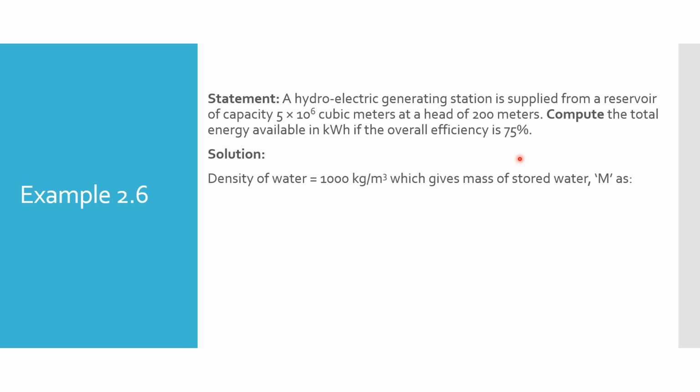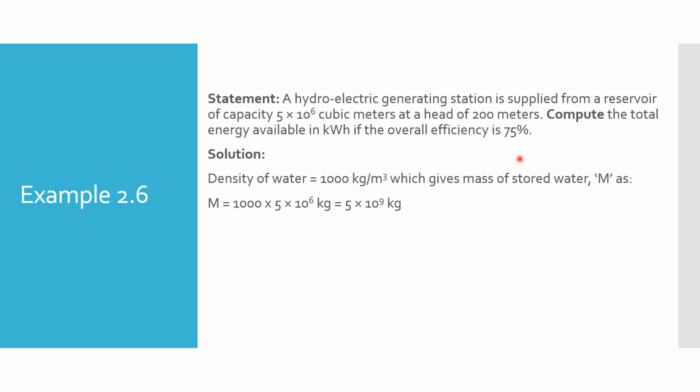And let us look at the solution of this problem. The density of water is 1000 kilograms per cubic meter, which gives the mass of the stored water m as 1000 × 5 × 10^6, which is the volume of the water. That comes out to be 5 × 10^9 kg. So the mass of the water stored inside this reservoir is 5 × 10^9 kg.